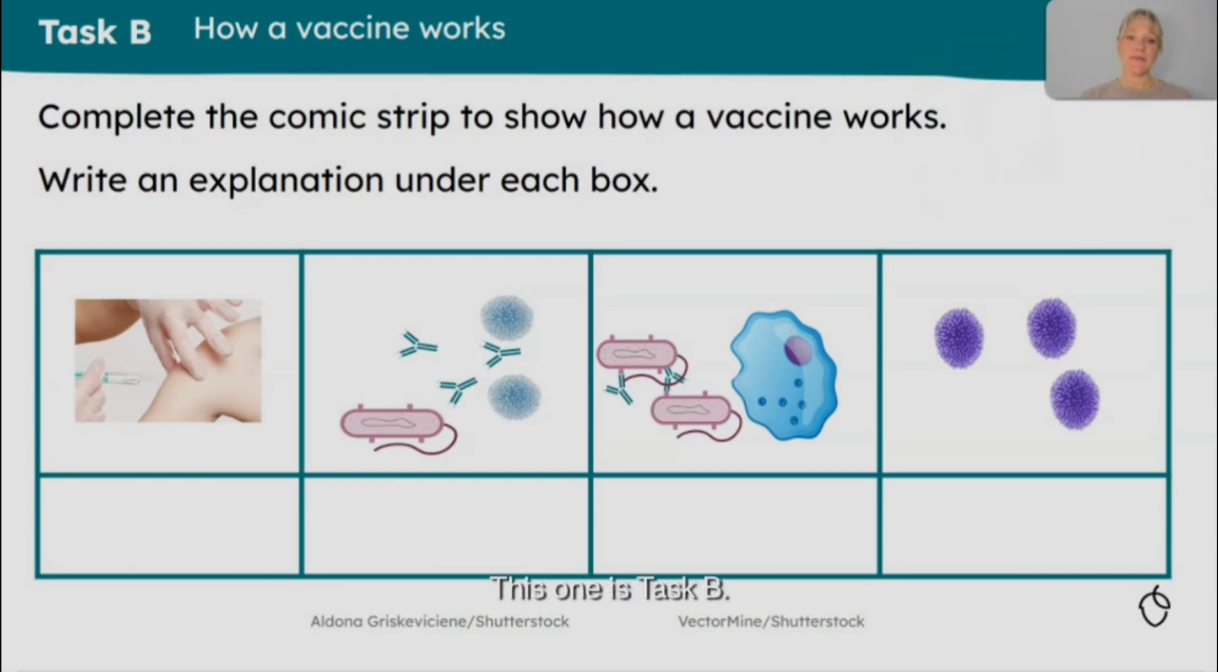Okay, on to our final task of the day then. This one is task B. Again, you probably need your worksheet for this one, so please get that out now. I'd like you to complete the comic strip to show how a vaccine works. Write an explanation under each box. So you can see that I've got some images there that can help you to think about what you're going to put in your comic strip, and also be thinking about those key terms that we've talked about, like phagocyte, antibody, antigen, and lymphocytes. I'll give you a moment to think about it, but if you need more time, please pause the video.